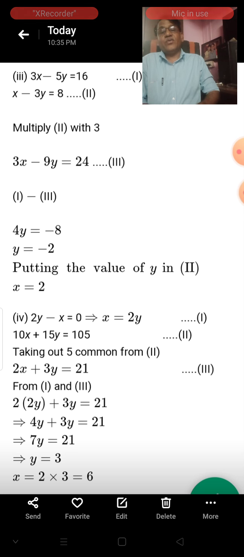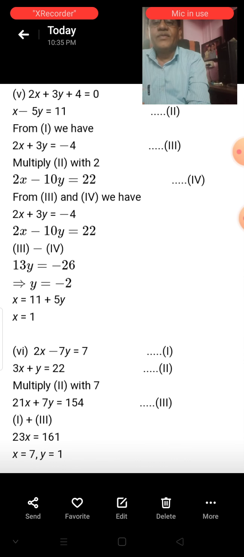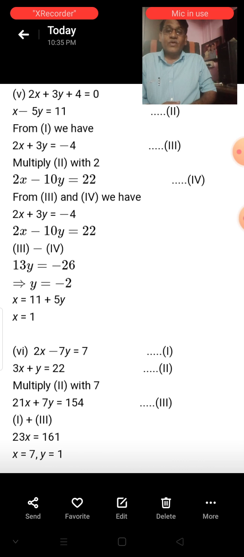Right. Now come to the next question, question number 5. So what is question number 5? 2x + 3y + 4 = 0. This is equation number 1. And x - 5y = 11. This is equation number 2. Now from 1, what we get is 2x + 3y = -4. This is equation number 3. Now see, equation number 3 and equation number 2.